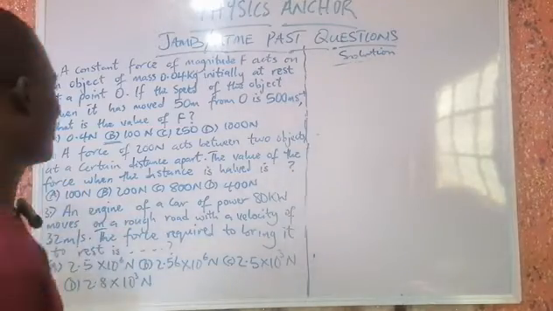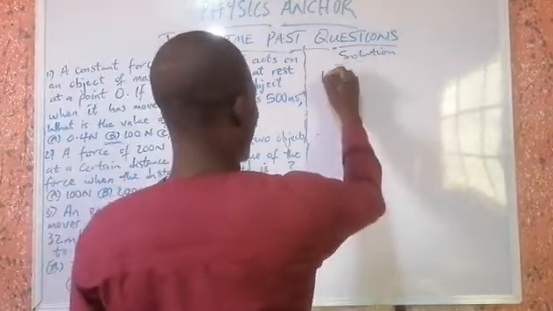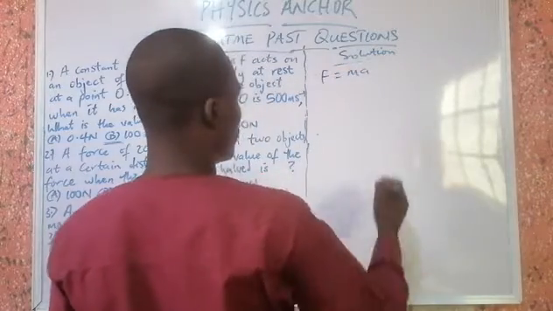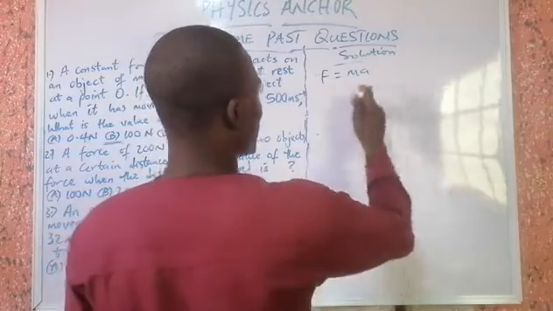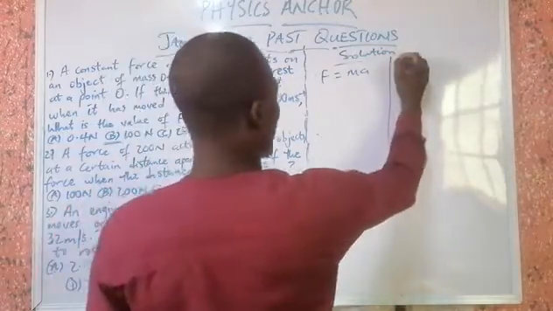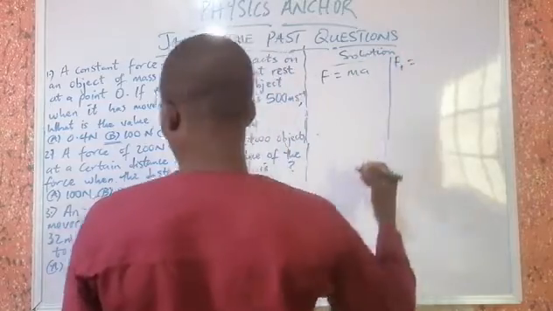So let's first analyze this. We know that F is equal to MA. By analysis, let me list out what we have here. We are going to have something we call F1.